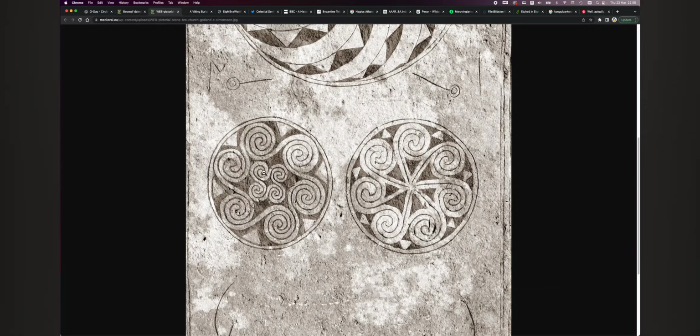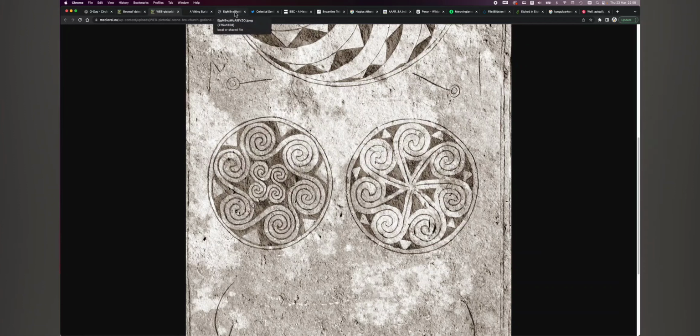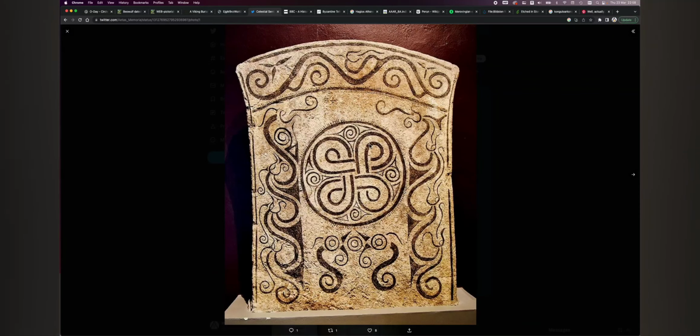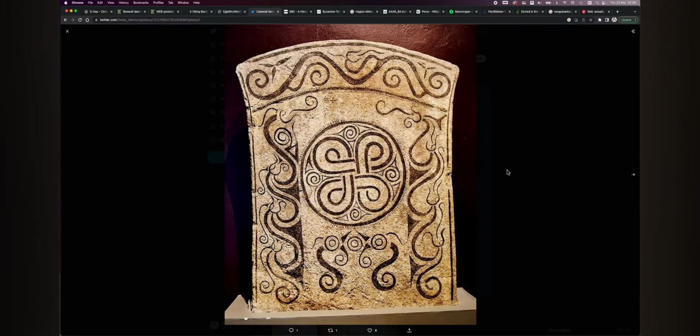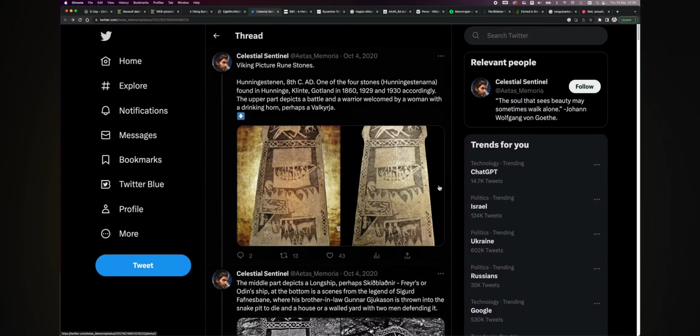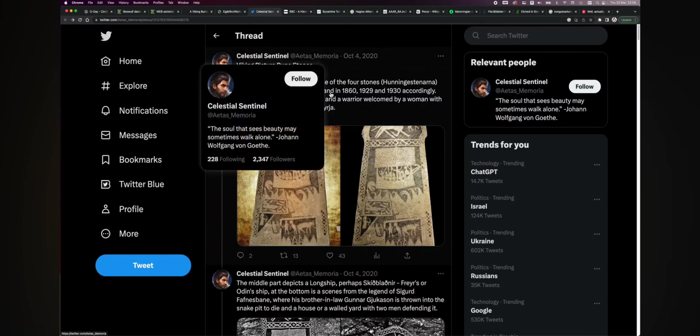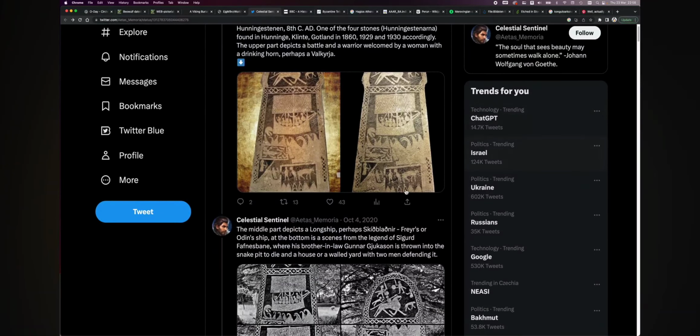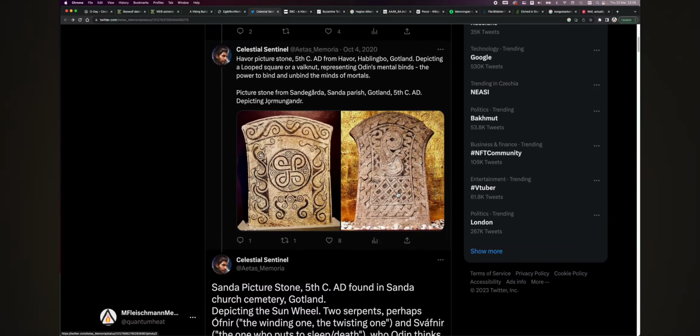And we've seen something similar to this in physical material that we have captured, and I will show that in a moment. So I have to thank the author of this tweet feed, and because they've got quite a lot of images here, and this guy is called Celestial Sentinel, thank you for sharing those images.